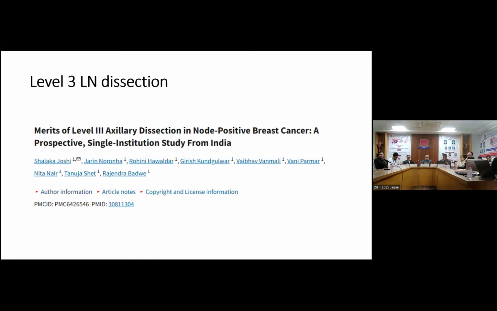So level 3 lymph node dissection, are we doing it routinely? Some surgeons do and some surgeons don't. But a large study from TMS showed that the chance of level 3 positivity when greater than 4 lymph nodes are positive in the axilla is more than 50%, and with 1 to 3 lymph nodes, it was more than 22%.